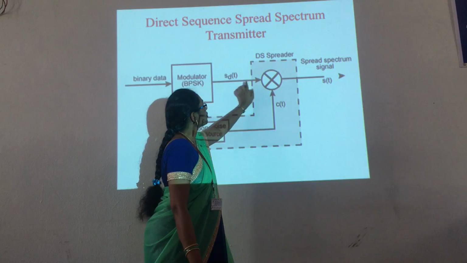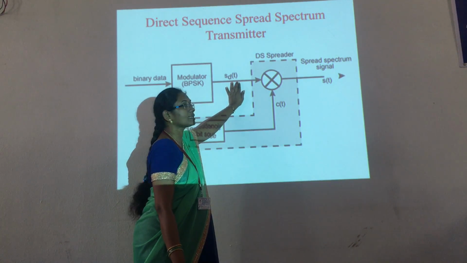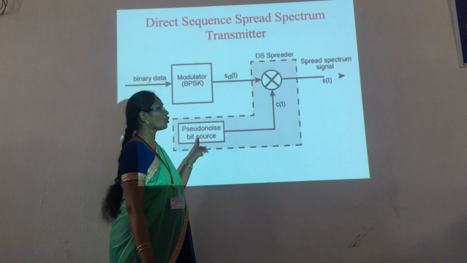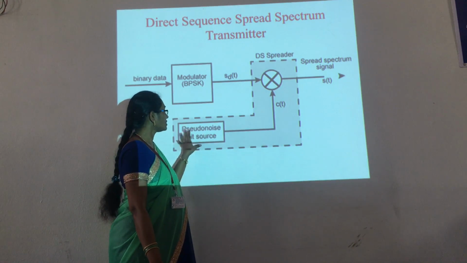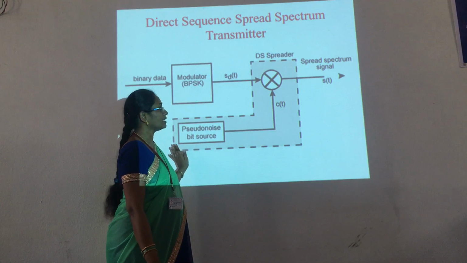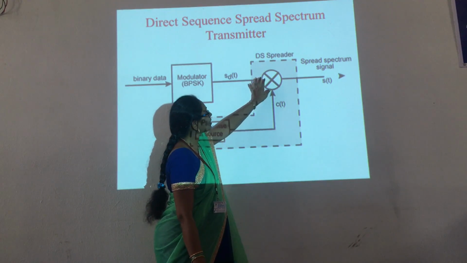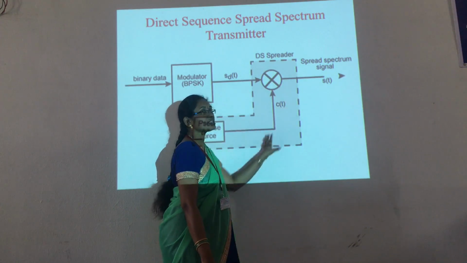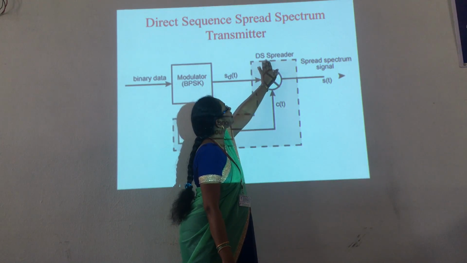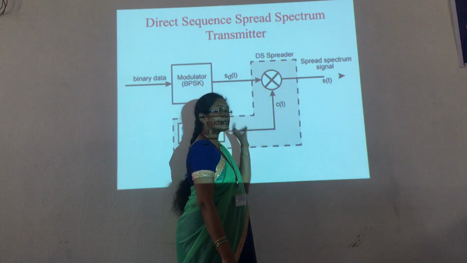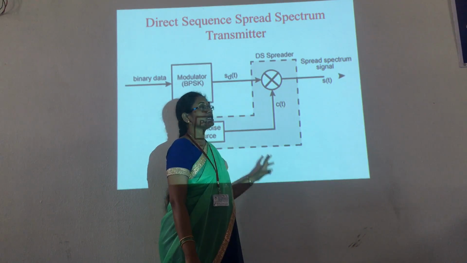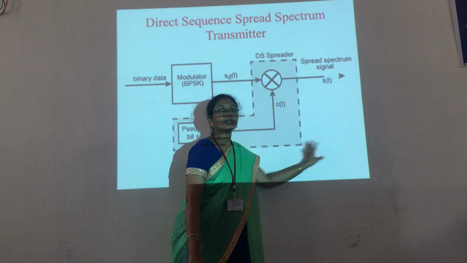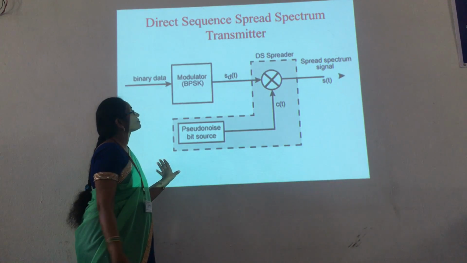The modulated signal is modulated again by using the pseudo noise sequence, which is generated by a pseudo noise generator. The two signals are multiplied here. This function we call the direct sequence spreader. That is nothing but spreading the sequence, so the narrow band signal is converted to a wide band signal and you transmit the signal.